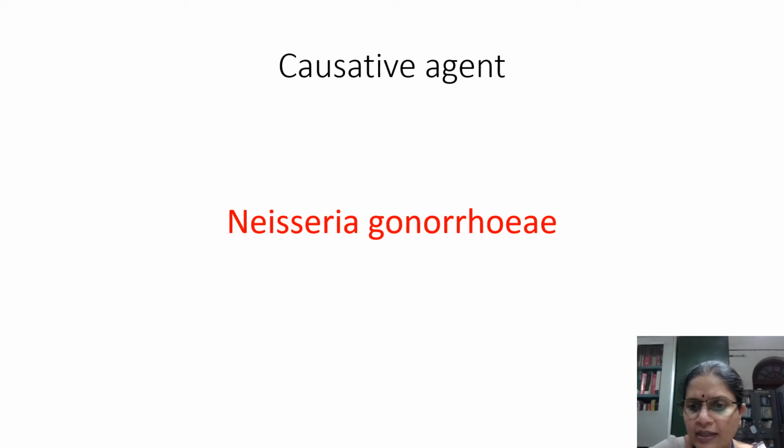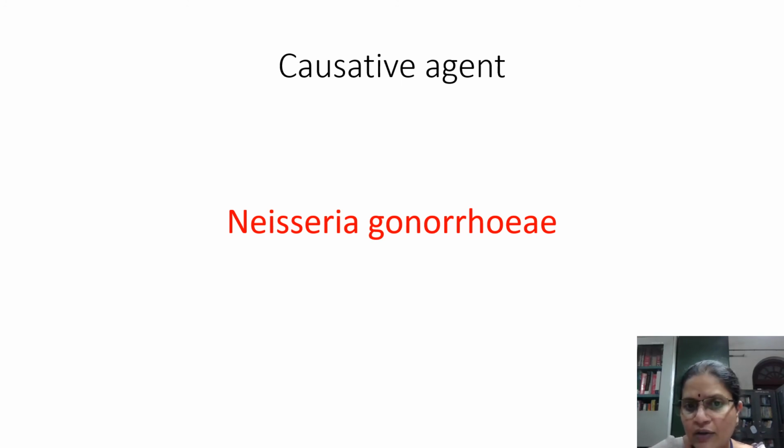Please go through the spelling correctly so that you won't make mistakes while writing. Neisseria is a very important cocci. After streptococci and staphylococci, the next most important cocci is Neisseria. Streptococci and staphylococci, as you already know, are gram-positive cocci arranged in different ways, whereas Neisseria is a gram-negative cocci. And even in Neisseria, we have two important species.